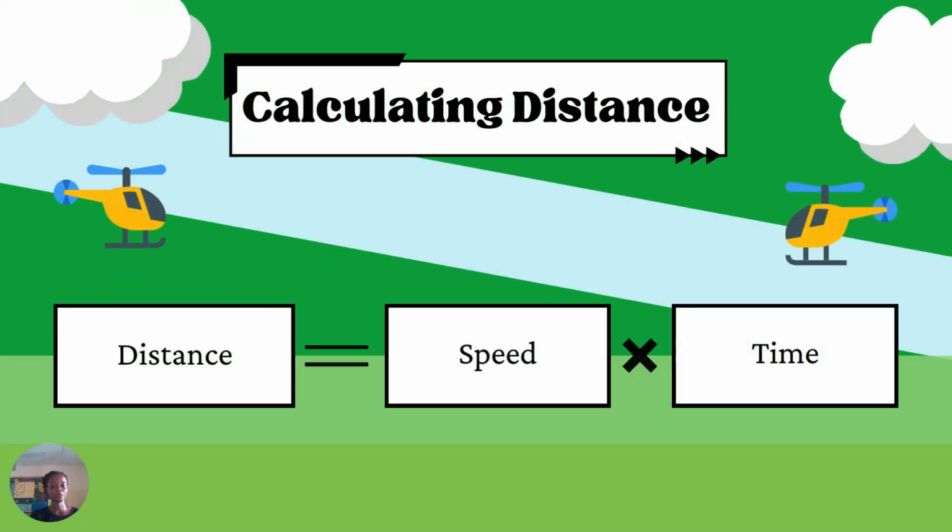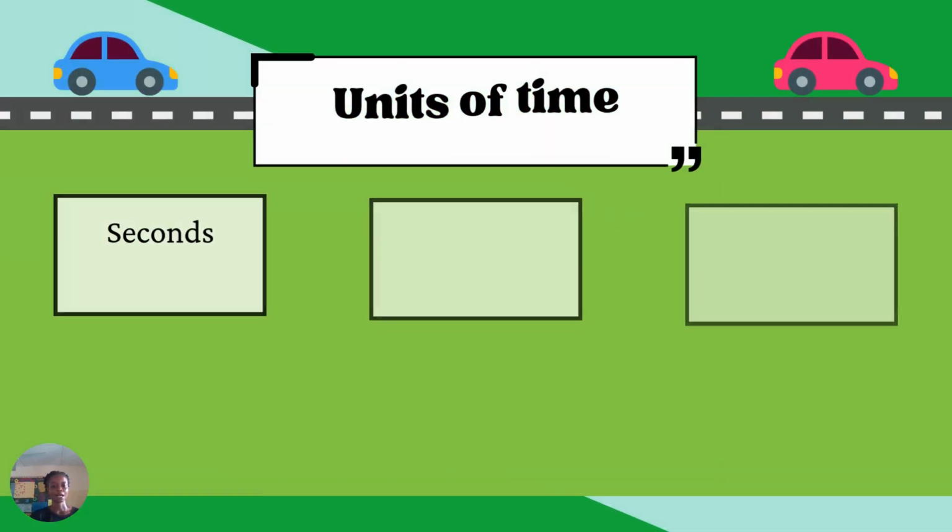And in some cases, we may be required to what? Calculate distance while given the speed and the time, but we need to know how far the person or the object has moved. To calculate this distance, we simply multiply the speed and the time given.